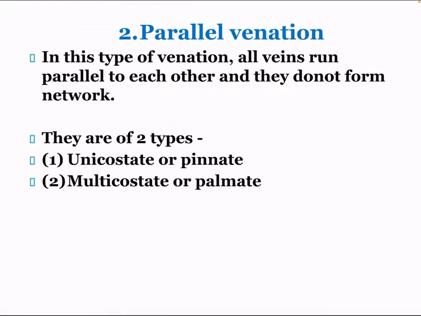Now, parallel venation. In parallel venation, all veins run parallel to each other and do not form a network. So when a network is formed, they are reticular, and when a network is not formed, it is parallel. Again, there are two types: unicostate pinnate and multicostate, that is palmate. Ready? Take the screenshot.